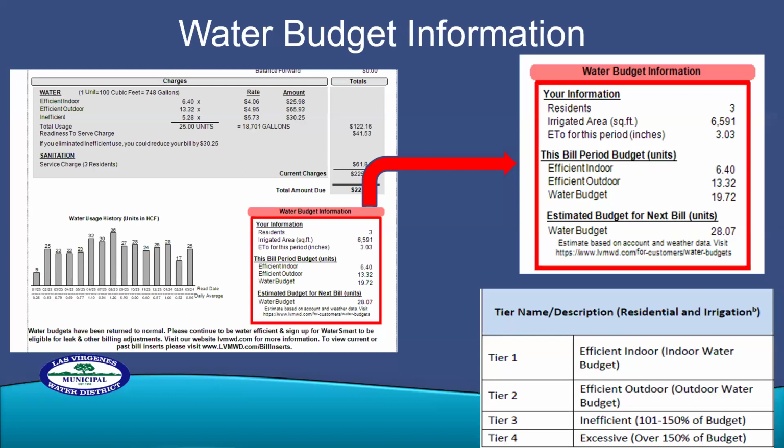And so what that does for us is that it lets the customer see every month how many residents they have and their irrigated area, and it helps to cut down on inaccurate billings. They can contact us and say, hey, I had a child move out, they don't live here any longer, or I've had someone move in, and we can easily update that budget.